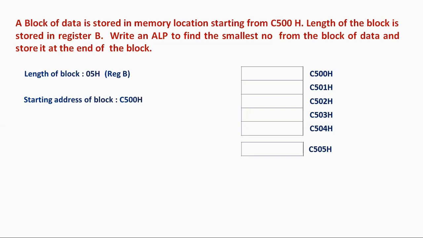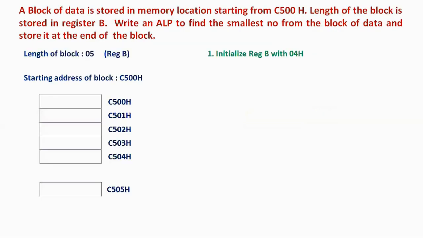Now, our first task is to copy C500H data to the accumulator. How can we copy that data into the accumulator? First, we'll copy that C500H data into the memory pointer M, and then from the memory pointer, we'll copy it to the accumulator. And then we'll increase the HL value. So your second number will be in M, and then we can do the comparison. Basically, 5 numbers are there, but we are going to do 4 comparisons. 4 comparisons we have to do to find out the smallest number.